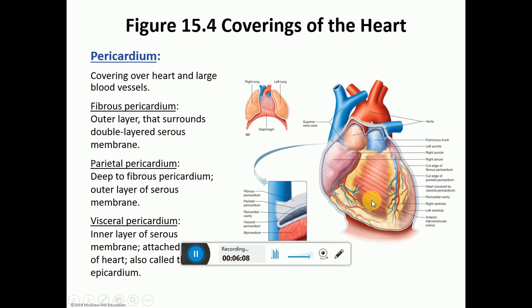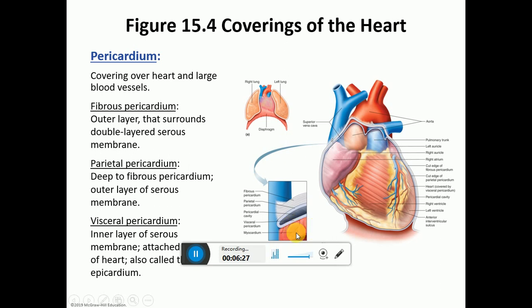Now the heart is a very important organ, so it has lots of different coverings. All of these coverings together are known as the pericardium. There are 3 different layers of the pericardium. So if you guys remember when we talked about the serous membranes, we mentioned that there is a visceral and a parietal layer of the pericardium.